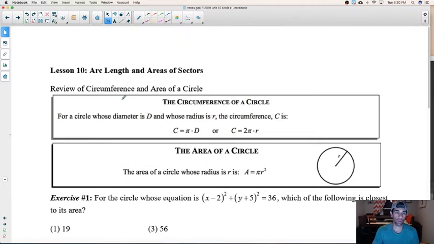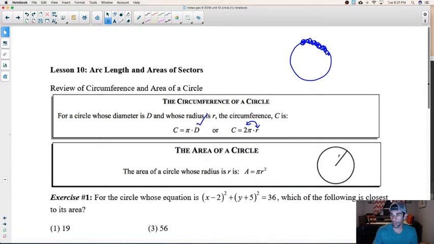So first off, for a circle whose diameter is d and whose radius is r, here's how you find the circumference. Remember, when you're figuring out a circumference, it's like the crust of the pizza. It's measuring the outside of it. You can't just use a ruler because it's curvy, right? Pi times diameter is one way to do it, or 2 pi r. That makes sense because 2 radii make 1 diameter. Now, the area formula of a circle is pi times the radius squared.